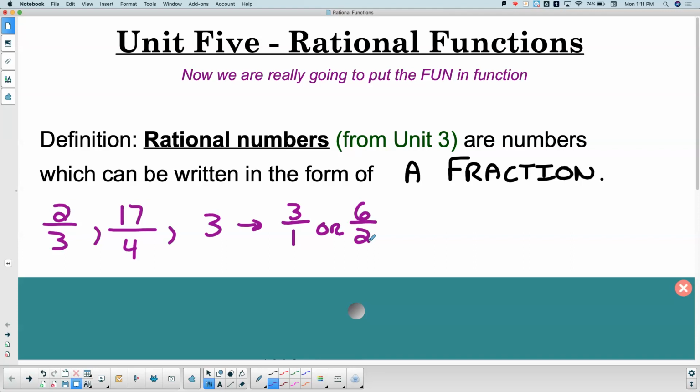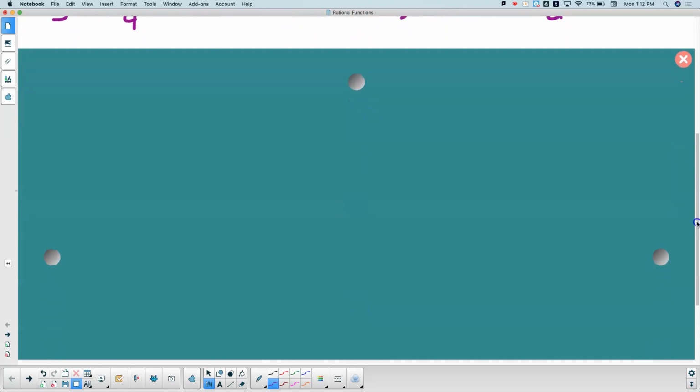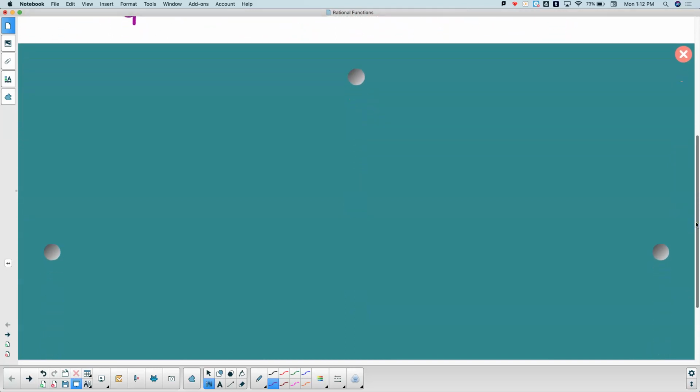We can have decimals. We can have all of those. Can't have pi though. We had enough pi this weekend. Pi is irrational. It can't be written as a fraction. Alright? So, with that being said, let's get the fundamental definition of this unit.